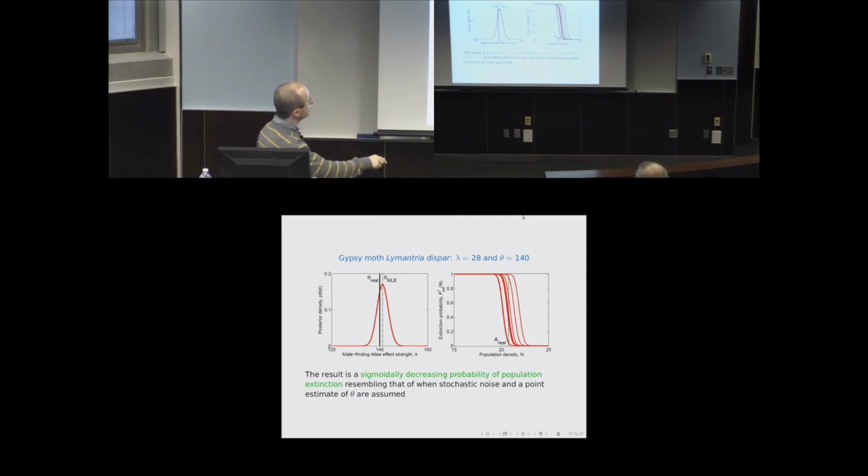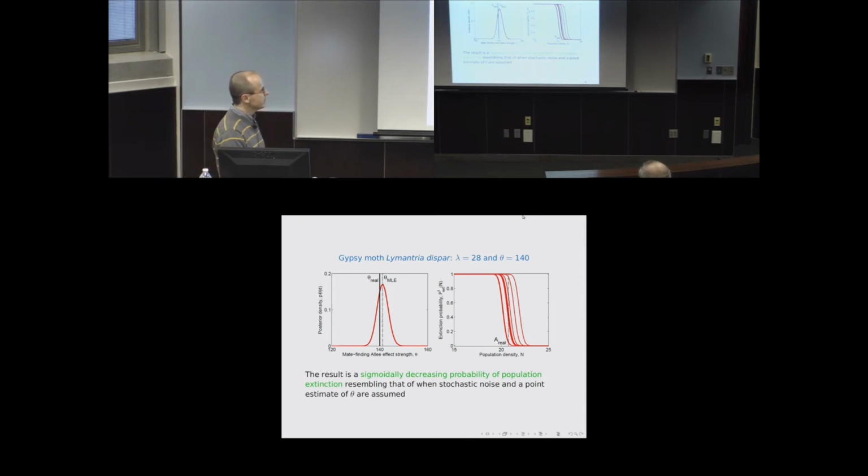So again, for the gypsy moth, the posterior probability density on theta is just some Gaussian or bell form, and if we put it into the integral on the previous slide, we get this curve for the probability of population extinction. So even for a deterministic model, accounting for uncertainty in the estimation of the strength of the mate-finding Allee effect results in a sigmoidal decreasing curve of probability of population extinction that looks almost like the probability caused by stochasticity.